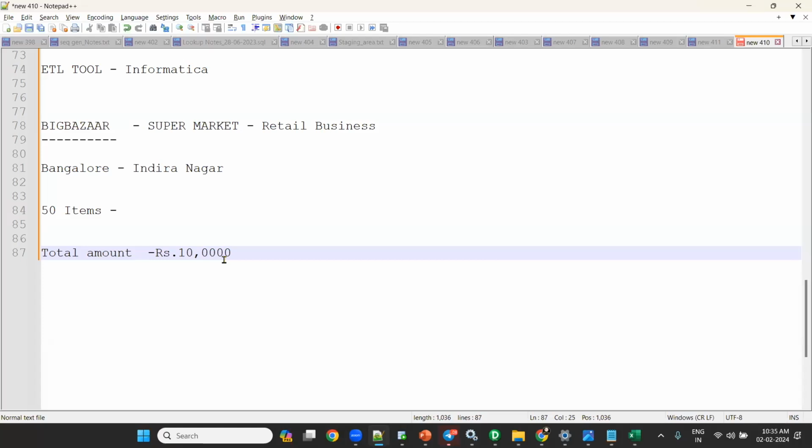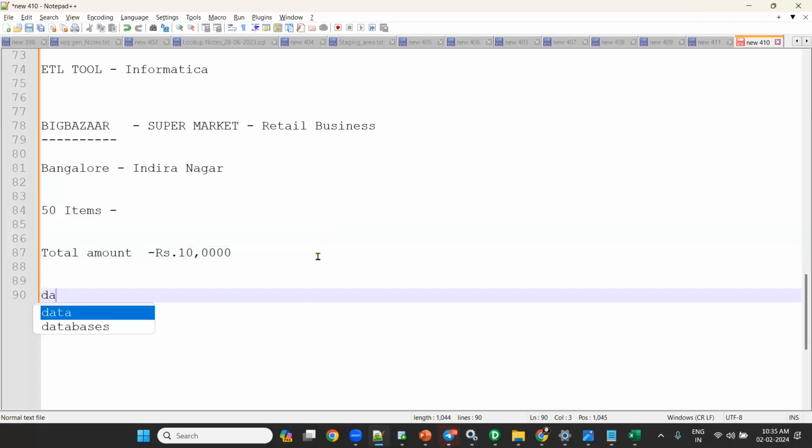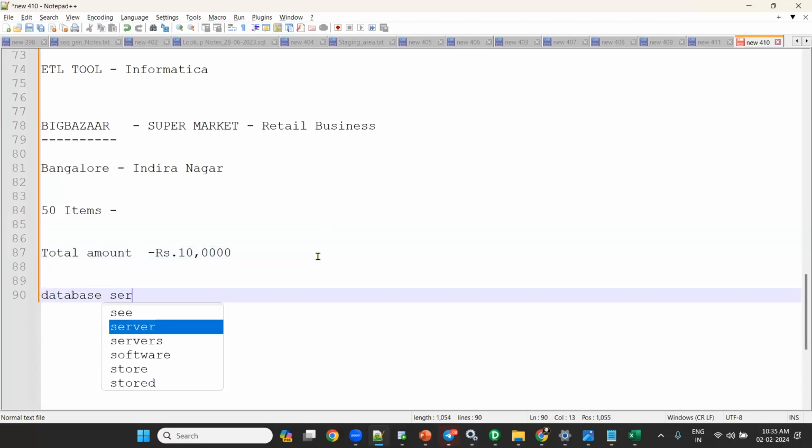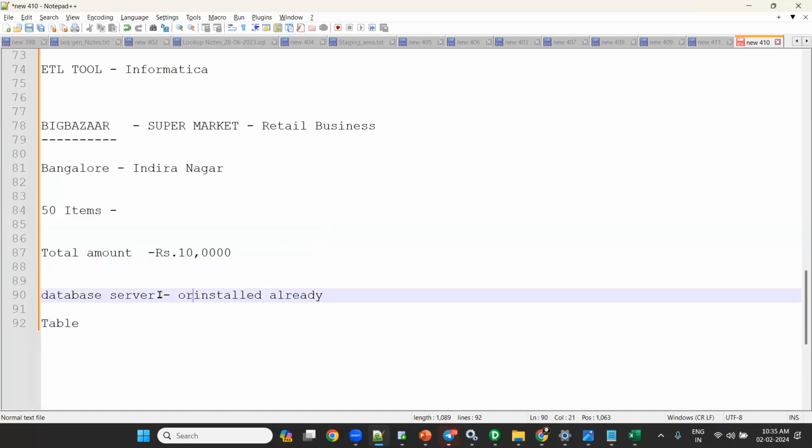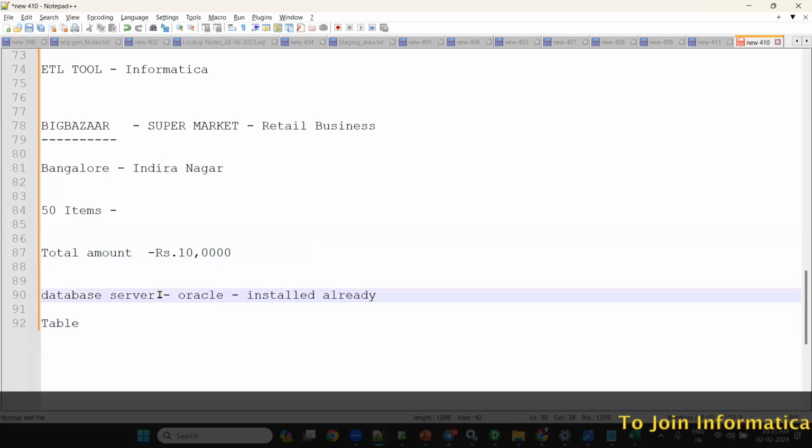But internally, something will happen. In Big Bazaar, internally in a system, a database server will be installed already. Suppose Oracle, for example, is installed already, and a table also will be created.